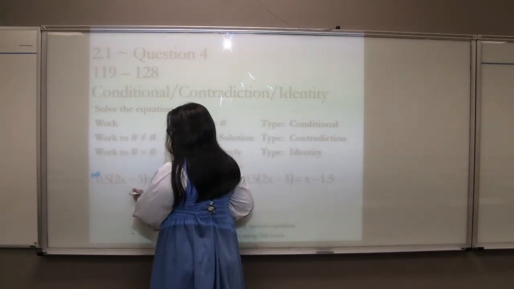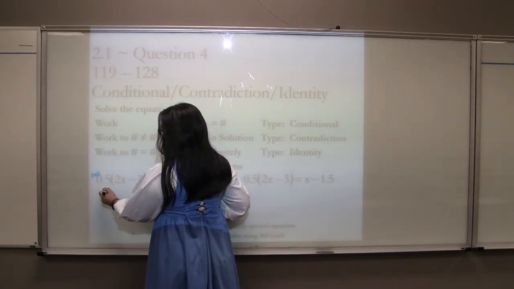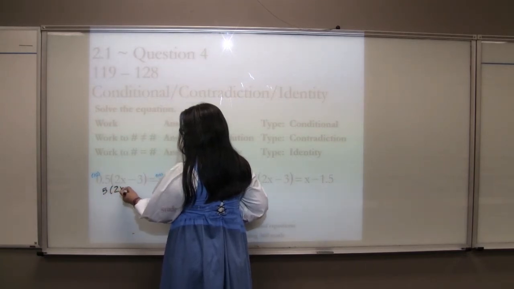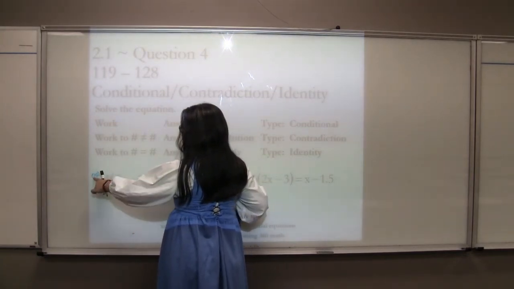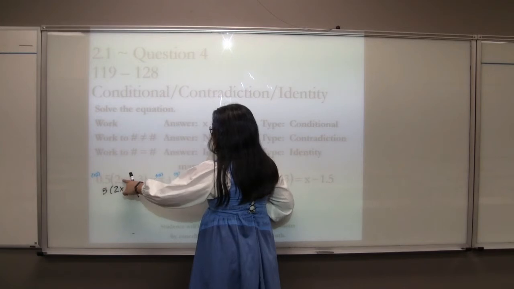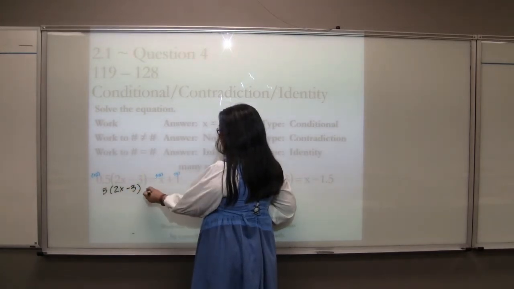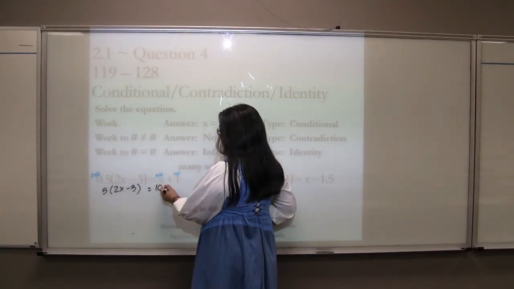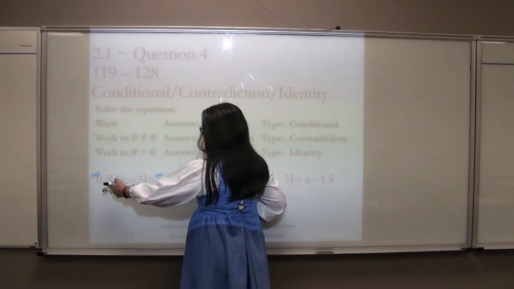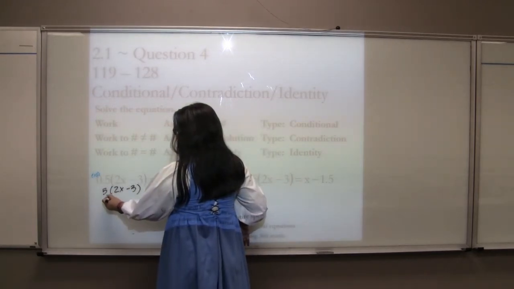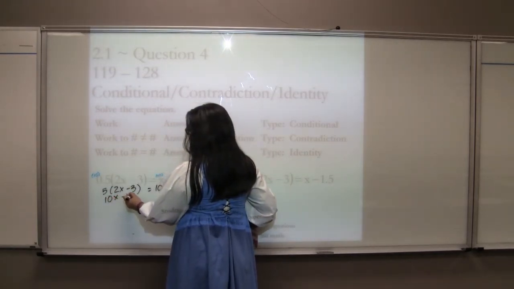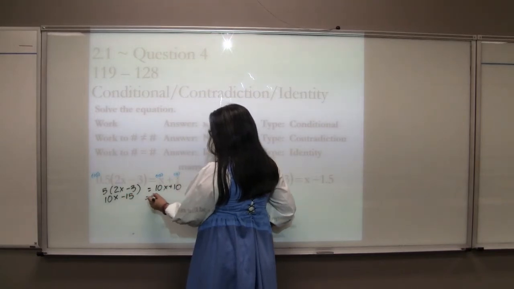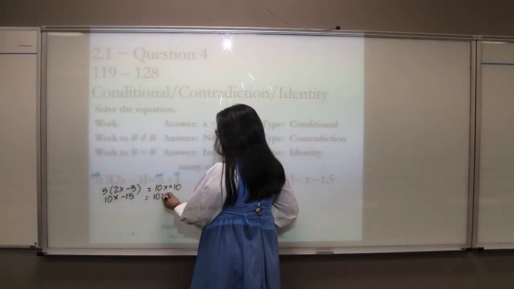And now, I will get 5 times 2x minus 3. Notice that since I already multiplied this by 10, I don't also multiply in here. And I get 10x plus 10. And then we use the distributive property, and we get 10x minus 15 is equal to 10x plus 10.